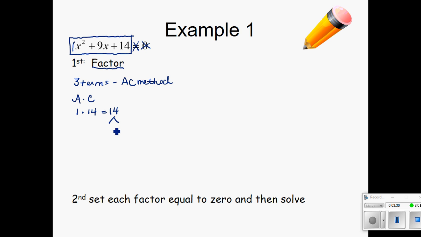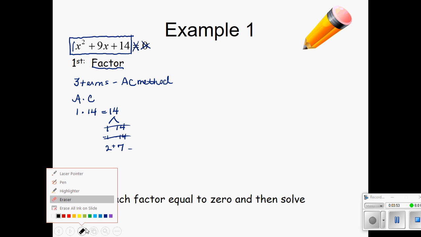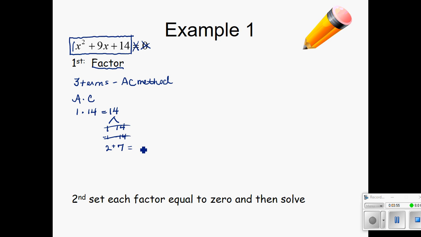9. So 1 and 14, -1 and -14, but neither one of those are going to add up to be 9. 2 and 7. 2 times 7 is 14. 2 plus 7 is equal to 9. Okay, so we have our 2 new factors for the middle term.